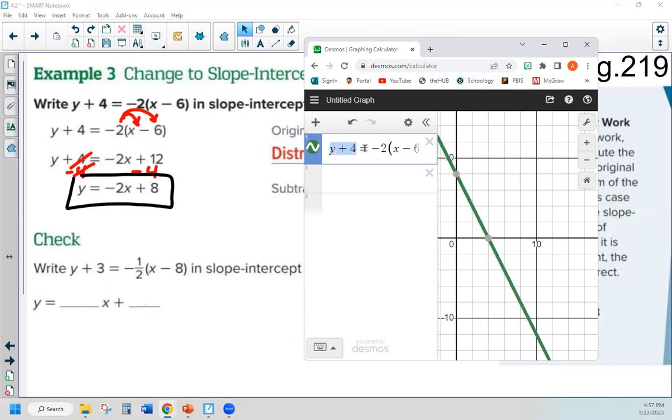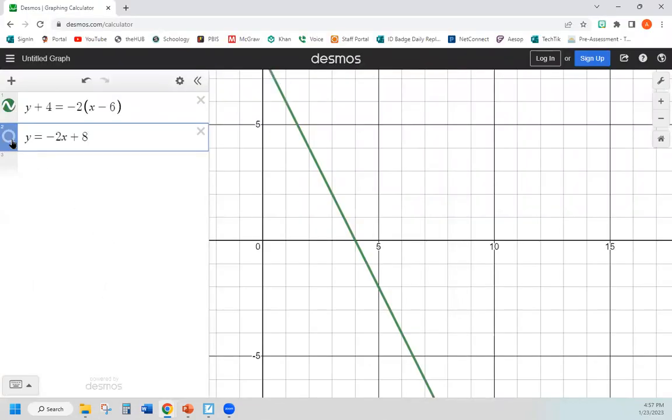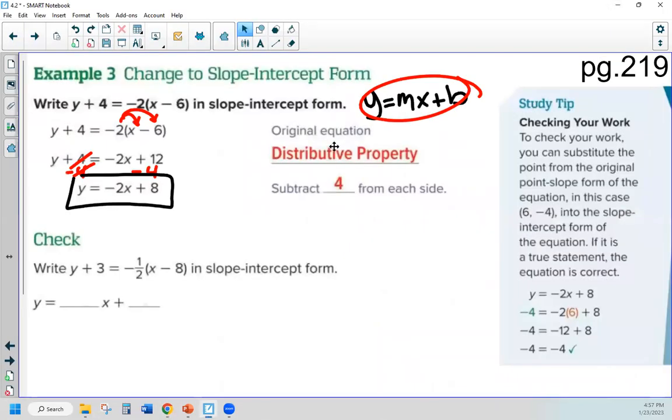So keep an eye on what I did right here in Desmos, which was the original. Now let's go ahead and create the slope intercept form, which is y equals -2x plus 8. And once again, here it is. Check it out. It's green and purple. It's the same line. It should not be a different line. If it's a different line and you're checking on Desmos, that means you did some work wrong.